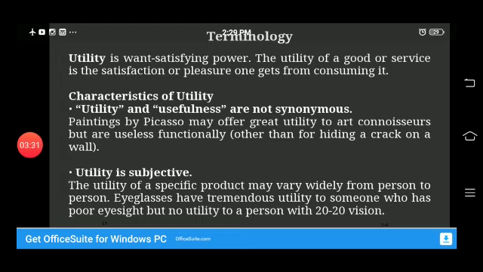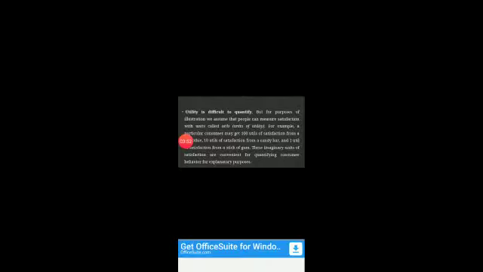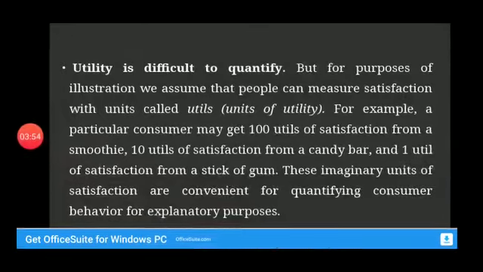Second, utility is subjective. The utility of a specific product may vary widely from person to person. Eyeglasses have tremendous utility to someone who has poor eyesight, but no utility for a person who has 20/20 vision. Utility is also difficult to quantify.